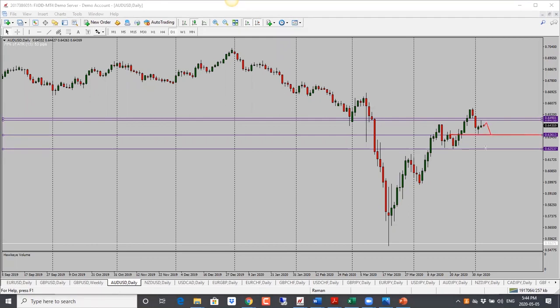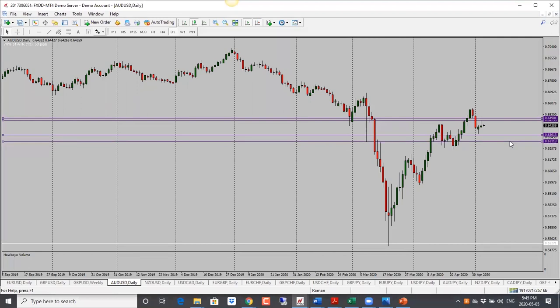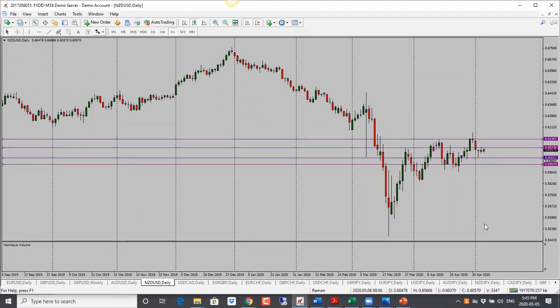First target is 0.6360, and then below that, second target is 0.6300. So bias here is bearish for Aussie dollar. New Zealand dollar here, this one also looking bearish.